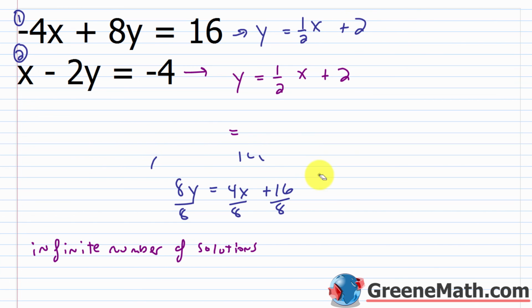So when we look at the two equations, again, they are the same. We have y equals 1/2 x plus 2, y equals 1/2 x plus 2, same slope, same y-intercept, same equation. So of course, whatever solution works in equation 1 also works in equation 2 because they are the same equation. So there's an infinite number of solutions for this system.